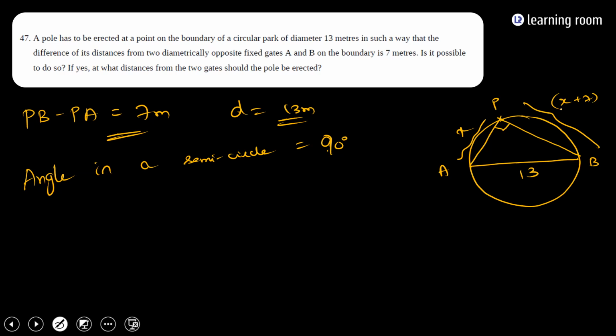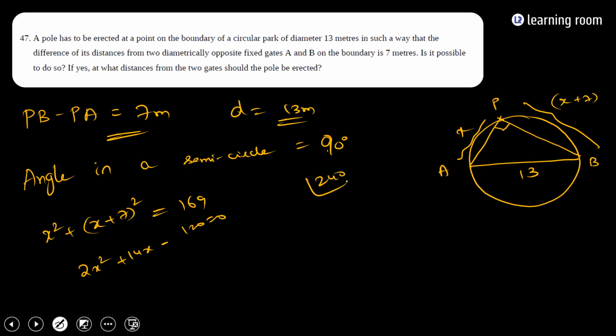Sir, I got the equation as x square, x plus 7 the whole square is equal to 169. So you would have got 2x square plus 14x minus 120 should be equal to 0. Did you get this? Yes, sir.